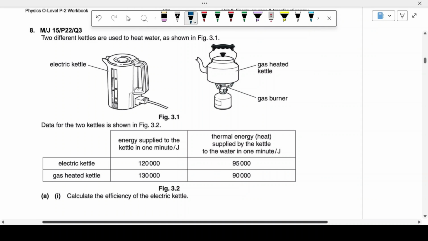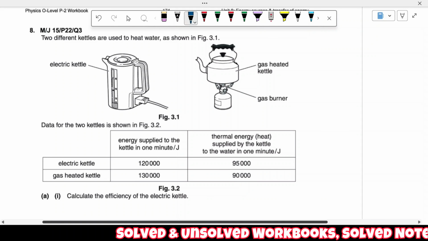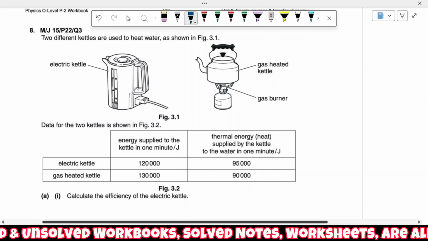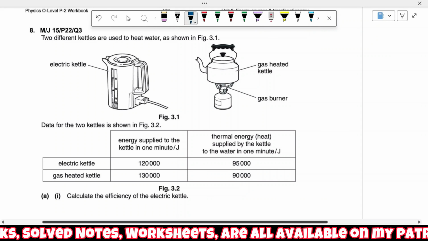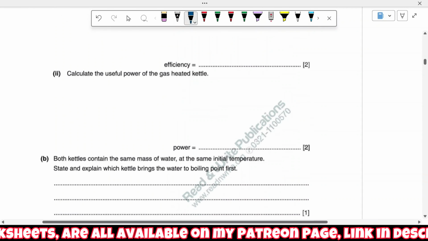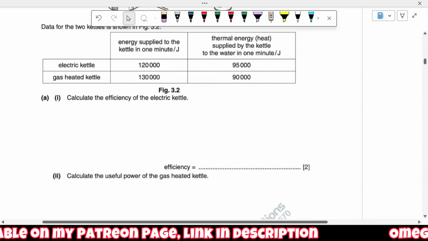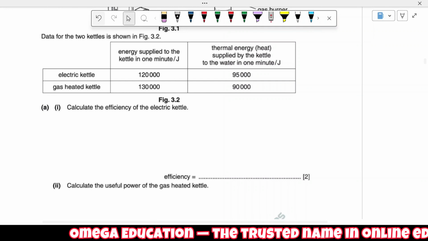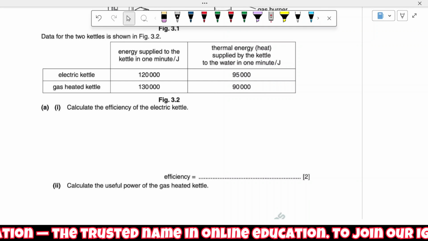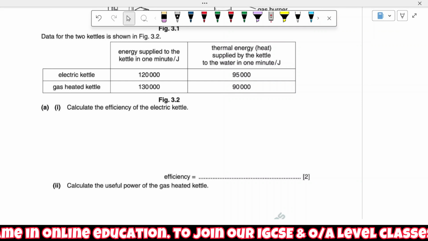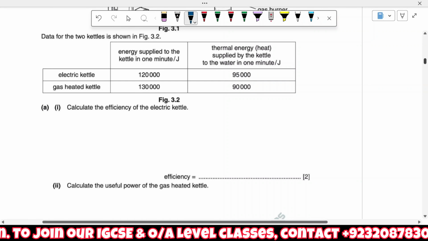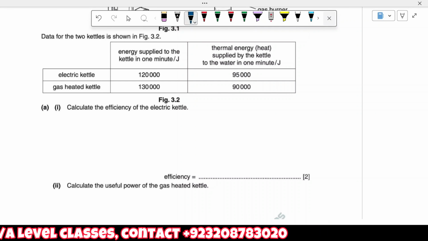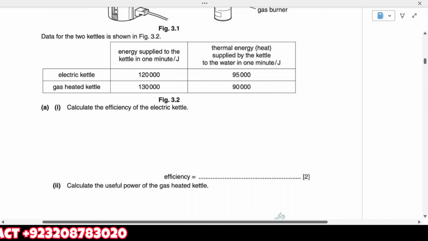Electric kettle, the energy supplied to the kettle in 1 minute is this much. The table is kind of tricky, but let me get straight to the data, to the first question. It says: calculate the efficiency of the electric kettle.